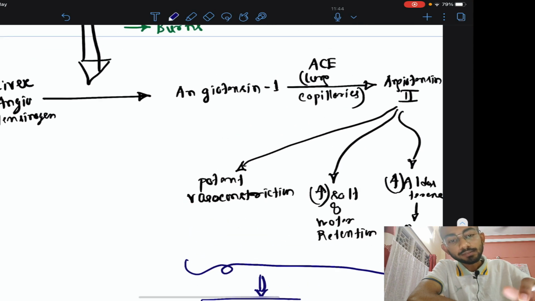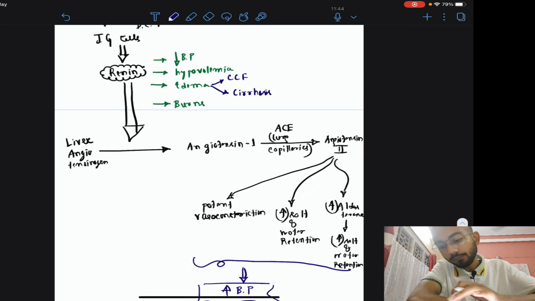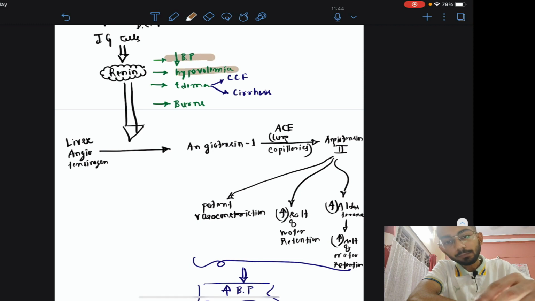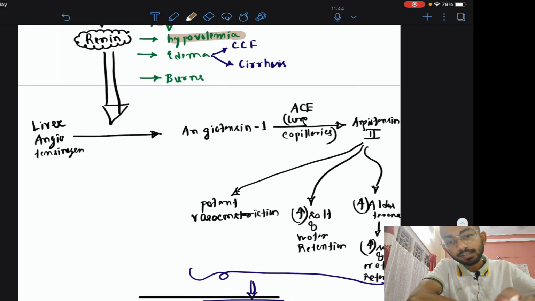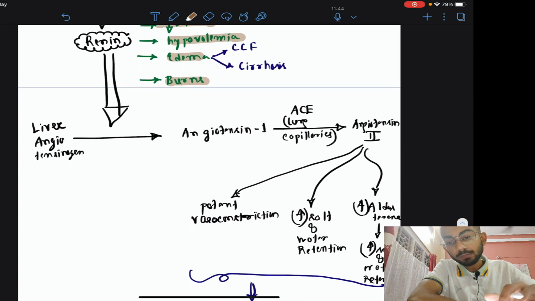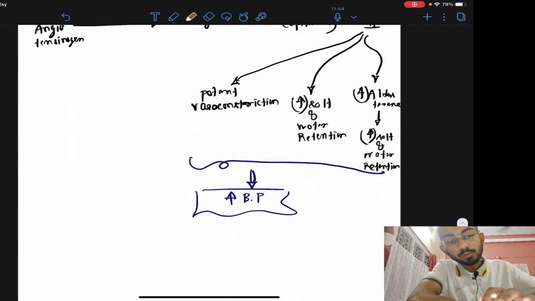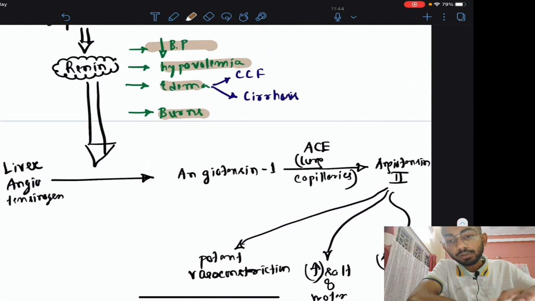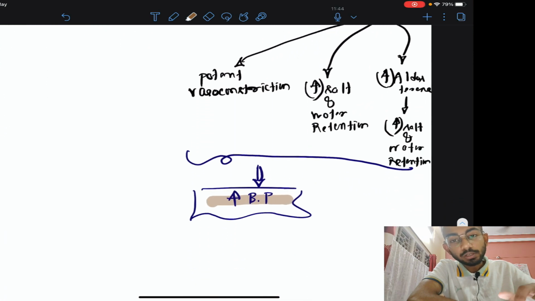Now guys, why was renin produced? Renin was produced due to fall in BP or hypovolemia, which will again lead to the fall in BP. Okay guys, edema, burns, dehydration, these are the conditions under which renin was produced. And what is the goal which we are getting? We are getting increase in the BP. So it was produced due to fall in the BP, and eventually what we have achieved is increase in the BP. So this is how long-term regulation of blood pressure is carried out. So that's it guys. That was all about blood pressure guys.